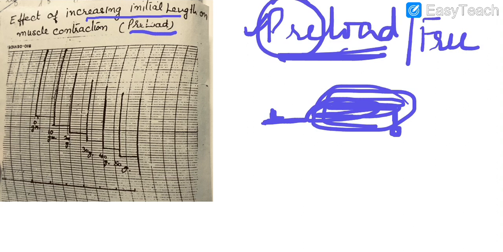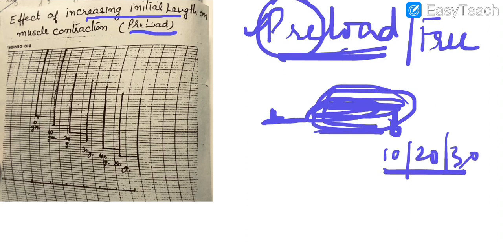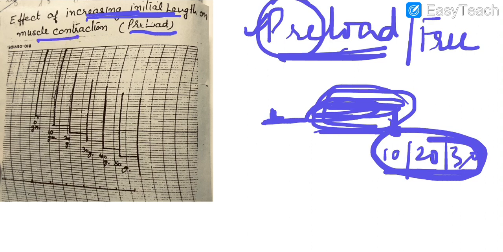So if instead of the 10 we hang the weight 20 or 30, so if we keep on increasing the weight, it means we are keep on increasing the initial length. So that's effect of increasing the length as well as effect of increasing the load on skeletal muscle contraction. That's the better way to start this preload graph. Now how will you know this is the preload or afterload?